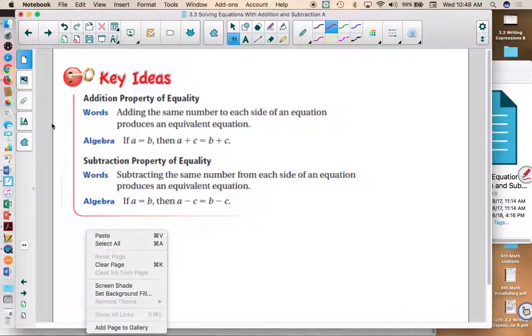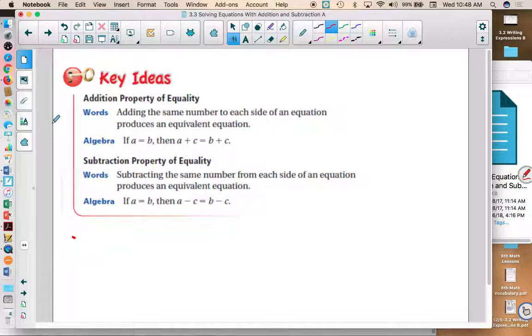It's called the addition property of equality. And I don't really care for the way this whole algebra thing is worded, because it just gets confusing. It says that adding the same number to each side of the equation produces an equivalent equation. It also says that if I subtract the same number from both sides of the equation, we create an equivalent statement.